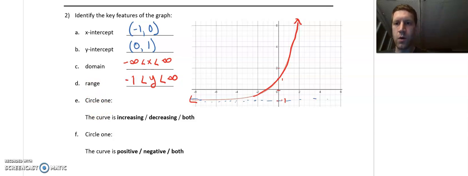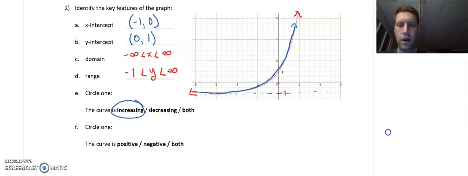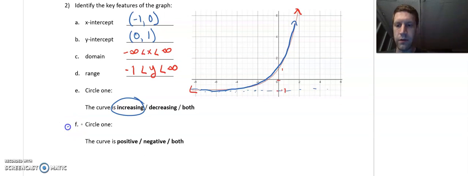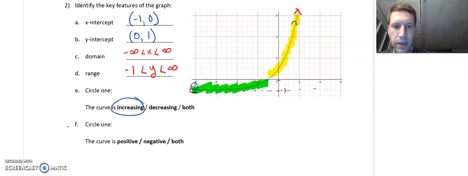Let's circle one: this curve is increasing, decreasing, or both. Again, we are going to read from left to right, just like you would read a book. As I travel from left to right, am I going uphill or downhill? I'm going uphill. So that's an increasing graph. Now part F: this curve is positive, negative, or both. Again, we're talking about y values. Am I above the x-axis, below the x-axis, or both? We can see that I'm above the x-axis, positive y values here, and I'm below the x-axis here. So I can't call this a positive graph. I can't call it a negative graph. This one, again, is going to be both. It's got a piece that's positive and a piece that's negative.